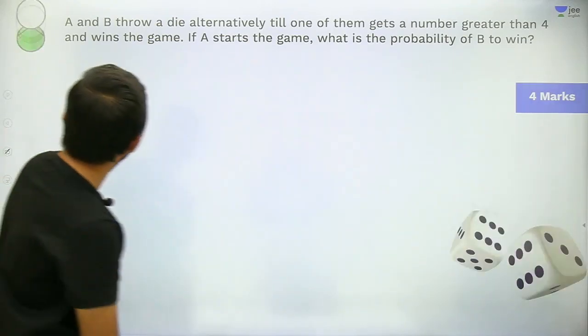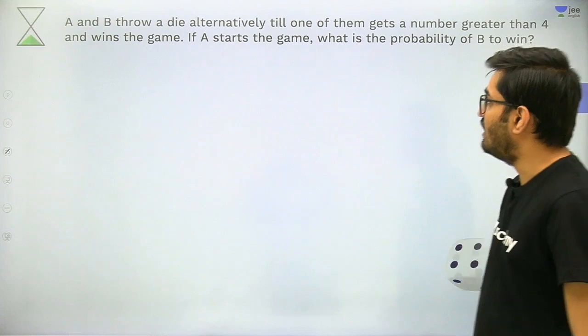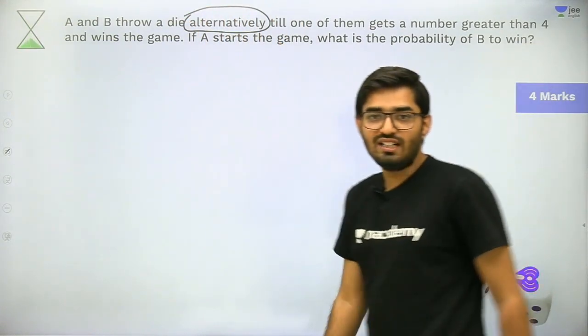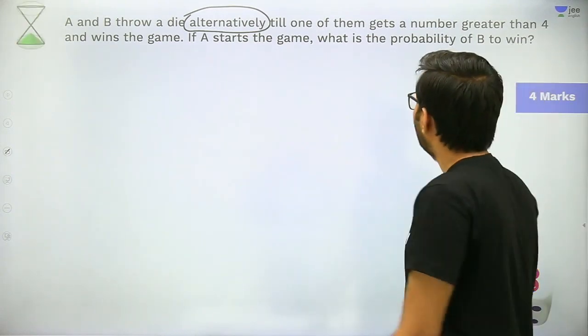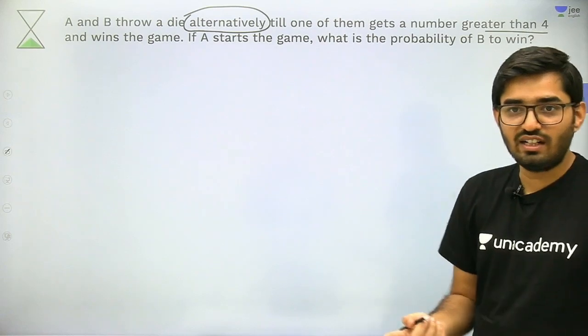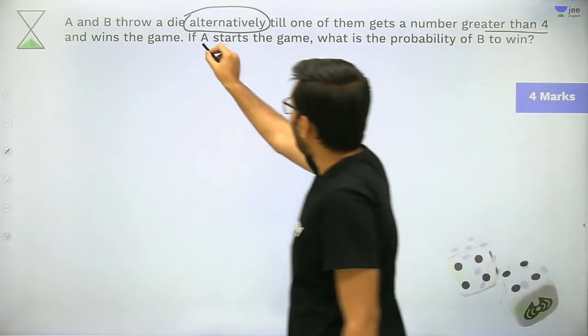So the next question is over here. There are A and B, they throw a die alternately. This kind of question is also very important for your board exams. They are throwing the die alternately till one of them gets a number greater than 4, and whoever gets a number greater than 4 will win. And here it is given that A starts the game.